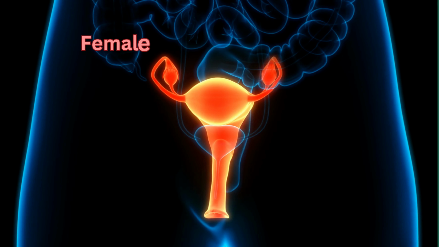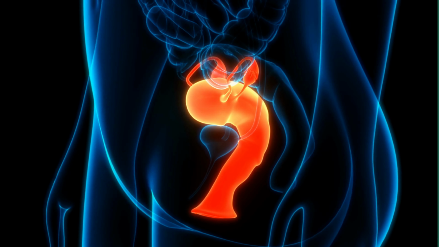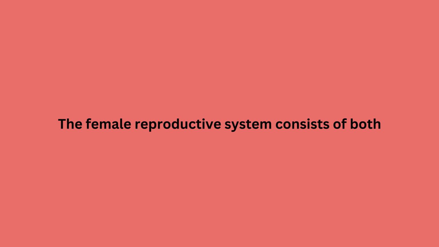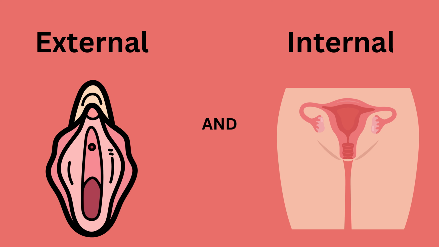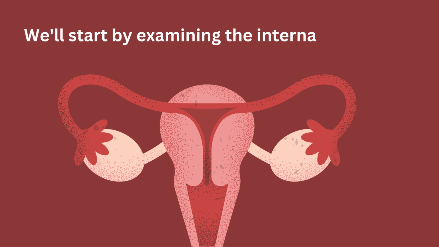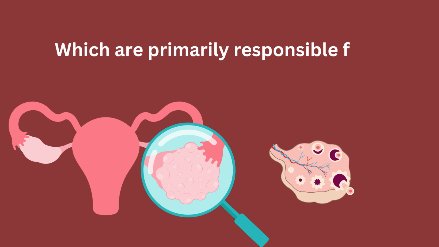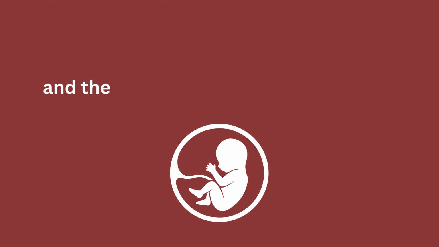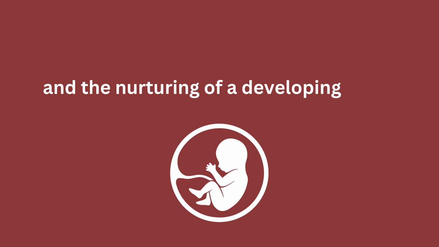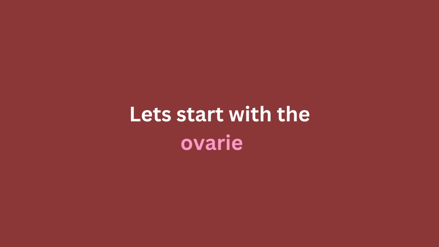Today we will be covering the female reproductive system. The female reproductive system consists of both external and internal structures. We'll start by examining the internal structures, which are primarily responsible for the production of eggs and the nurturing of a developing embryo. Let's start with the ovaries.